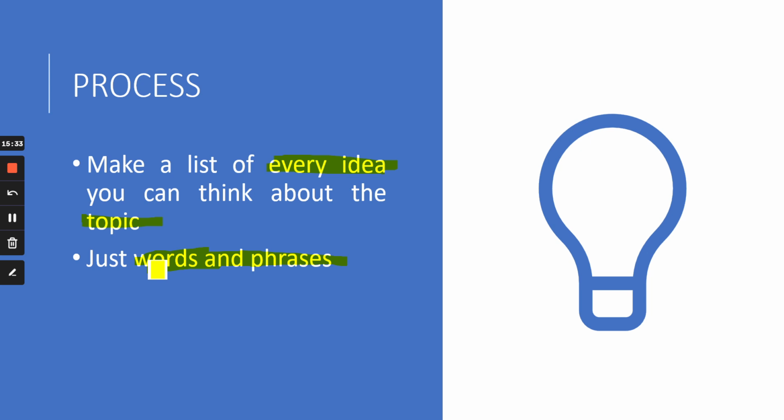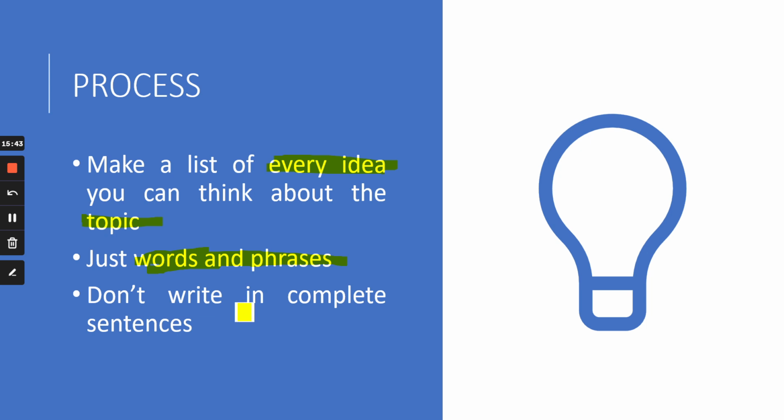So note down your ideas, make a list of your ideas in words and phrases. Do not write full sentences. Don't write in complete sentences. I've already told you this. Why? Because if you have four to five ideas about a topic, I'm damn sure you're not going to use all of them in your essay. You might use one or two ideas. So why waste time writing sentences on ideas which you're not even going to use in your essay? So just write your ideas in words and phrases initially. Don't write in complete sentences.